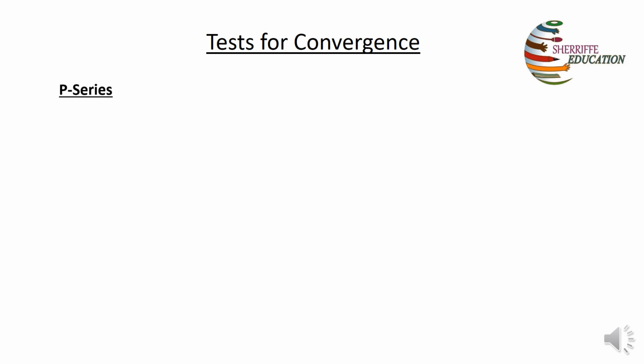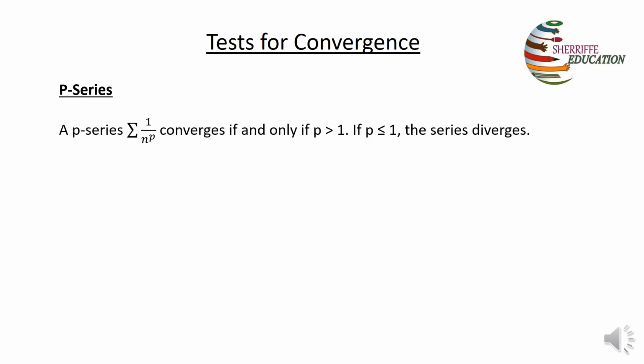Now we'll talk briefly about the p-series. Here we have the sum of 1 divided by n to the p, and this converges if and only if p is greater than 1. If p is less than or equal to 1, the series diverges.